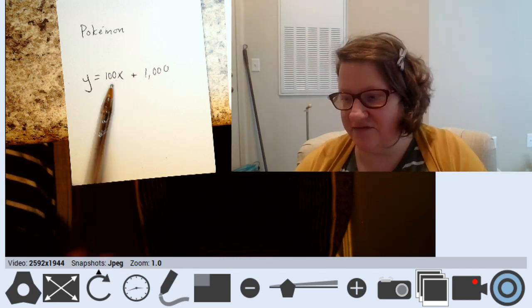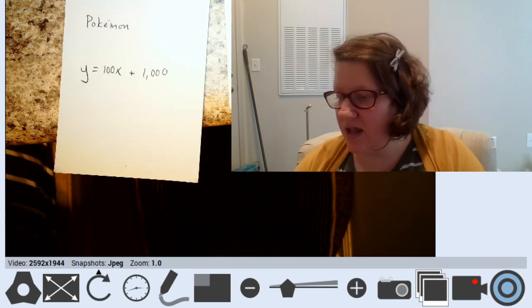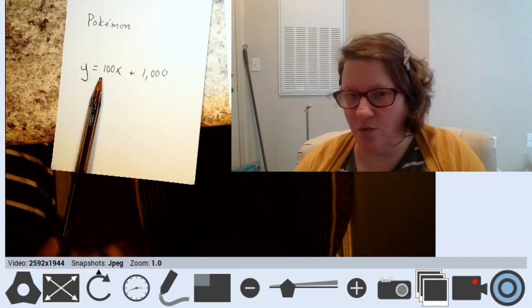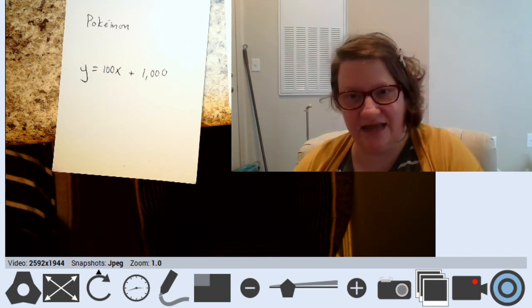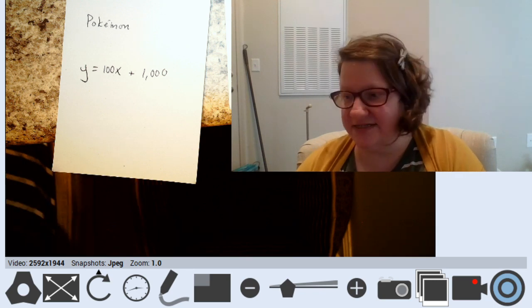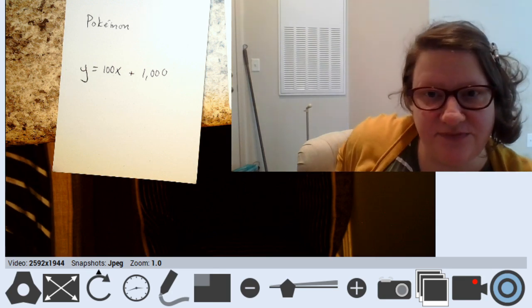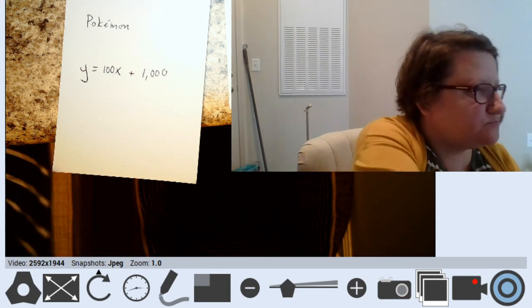That is the value when X is 0. And then this value, 100, represents something that'll happen again and again and again. And I've noticed each battle this happens. So each battle, that means I gain 100 experience points each time I battle.